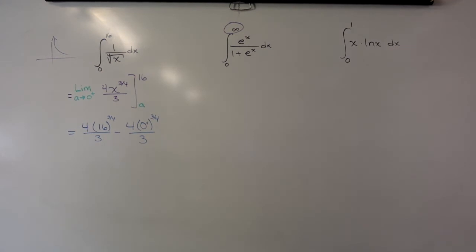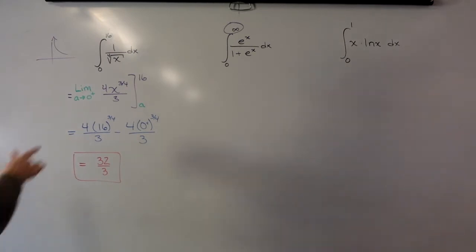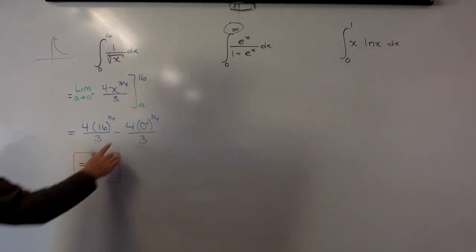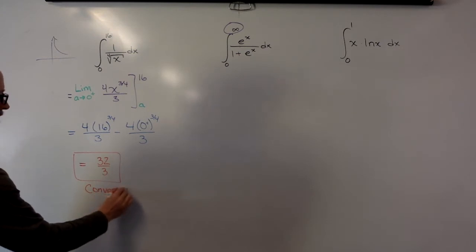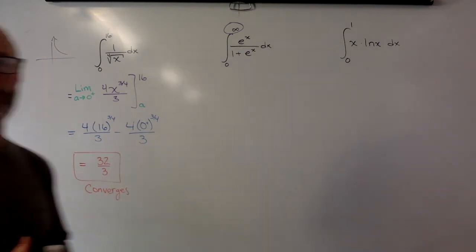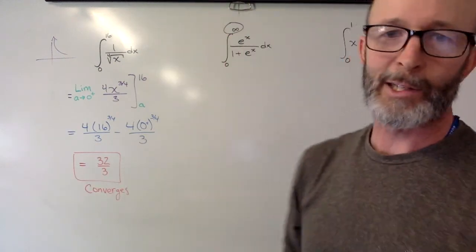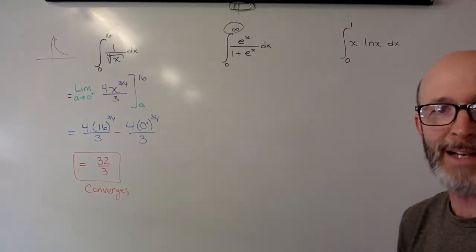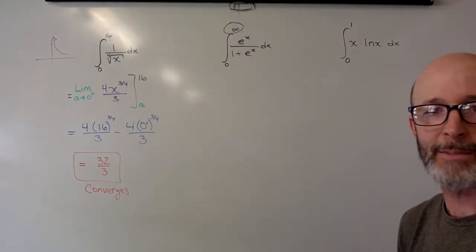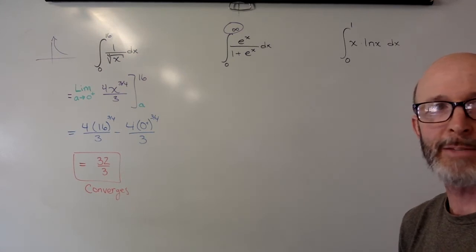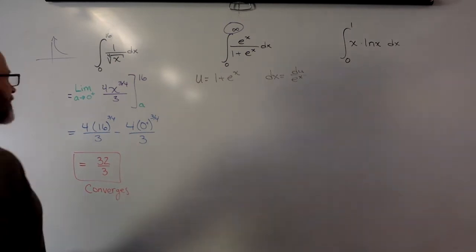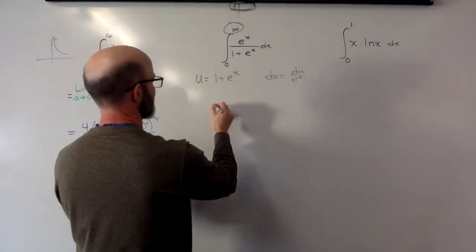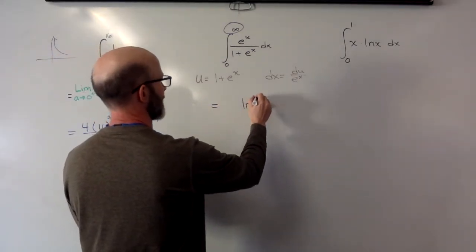And then finally, once you plug those numbers in, you can find that the answer is actually 4 times 8 divided by 3 minus 0. I would say that definitely converges to the number 32/3. Let's take a look at that middle integral. How will we possibly attempt that middle integral? It looks impossible unless we use u substitution. Then this is quite the workable problem here.